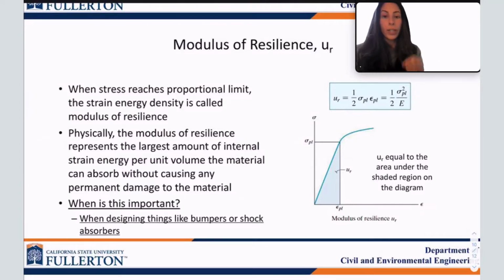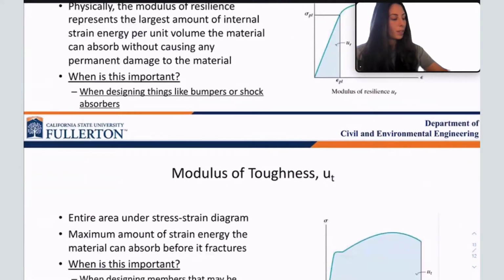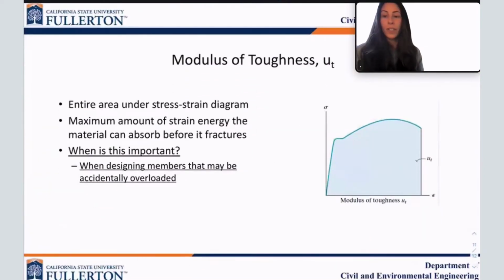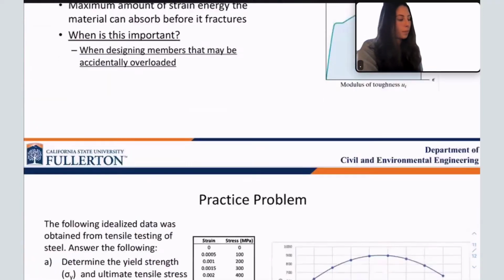Why is this important? It's particularly important when we're designing something like bumpers or shock absorbers to take in that energy, and this is equal to the area under the shaded region of your stress strain diagram. Or you can use this formula here. Last one is modulus of toughness. This is the area under the entire stress strain diagram. And why is this important? This is important when we're designing members that could be accidentally overloaded. So if you're designing a member like this, it is important to know what your modulus of toughness is.